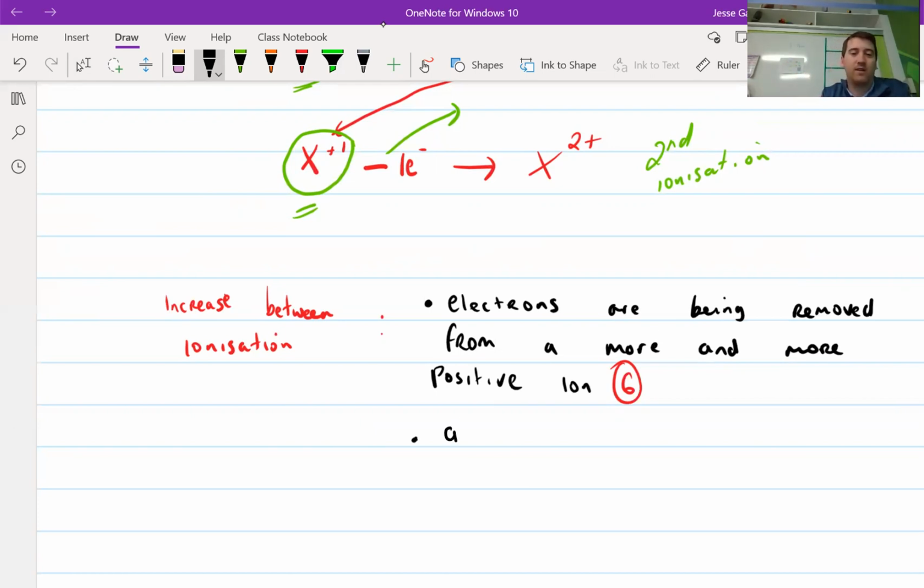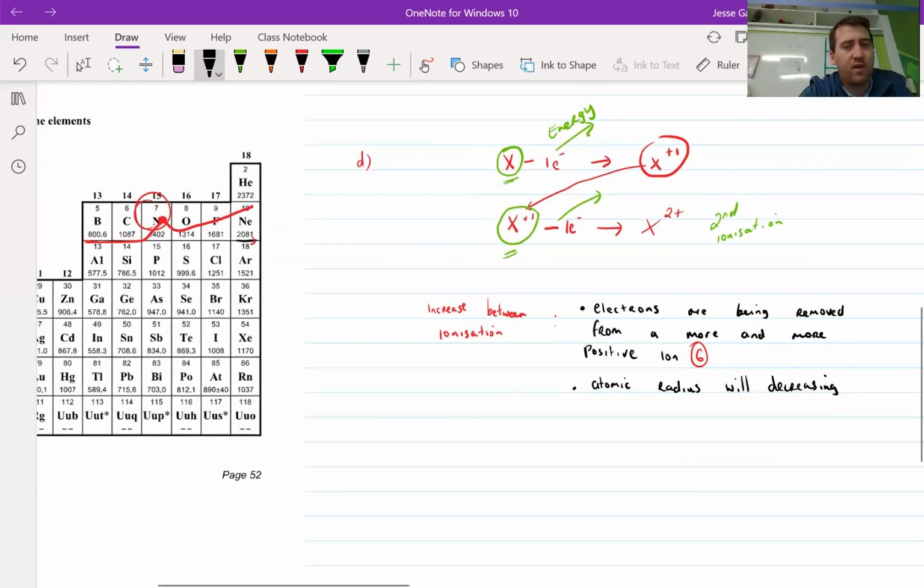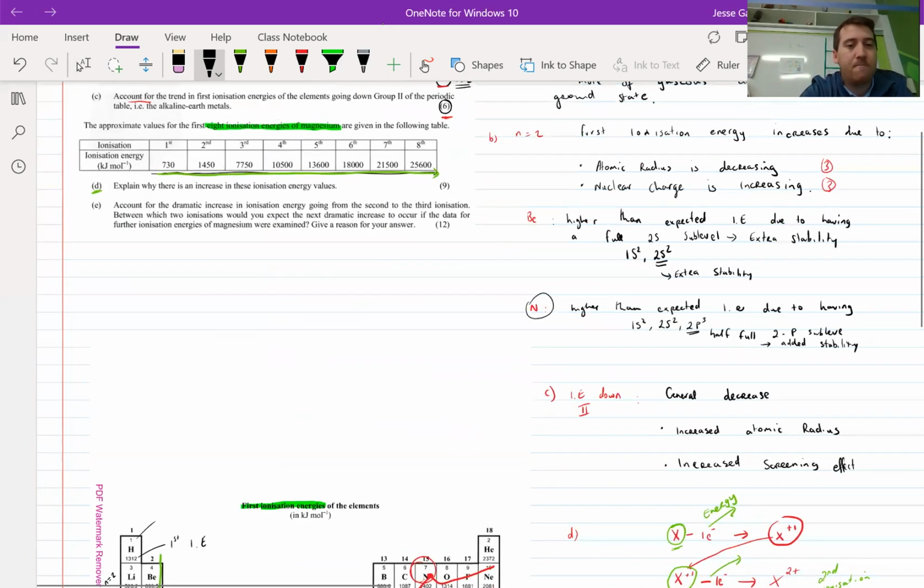So that's the second reason: each time you remove an electron from an atom, if you remove another one and another one and another one, the atomic radius will be decreasing due to the fact that the nucleus is more and more powerful compared to the electrons. It's pulling them in. Tough one, very tough 3 marks there. Right, next bit.